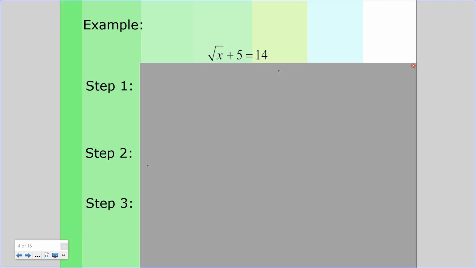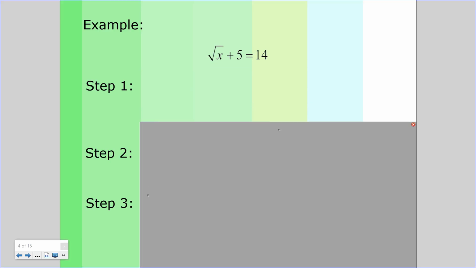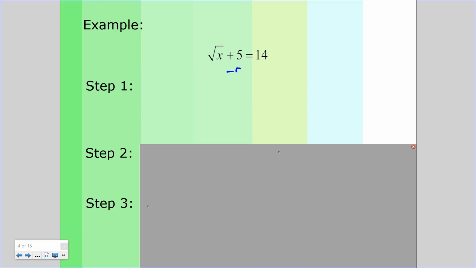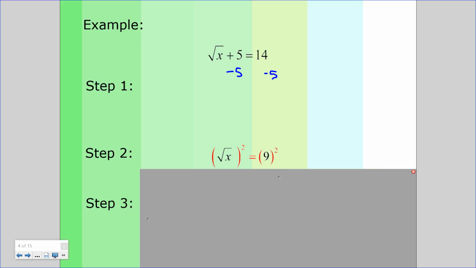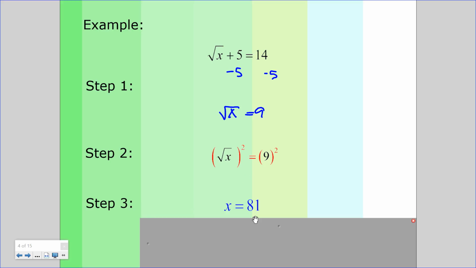All right, try this one on your own. So isolate your radical and then solve for your variable. When you're ready to check it, click pause and then click play. All right, so to isolate the radical, you should subtract 5 from both sides, leaving you with the square root of x equal to 9. Then square both sides, leaving us with x equal to 9 squared, which is 81.